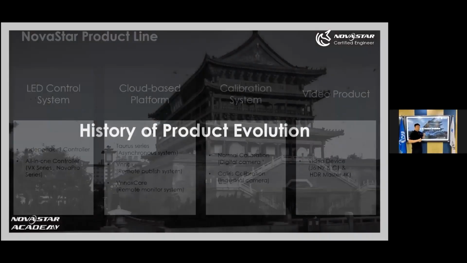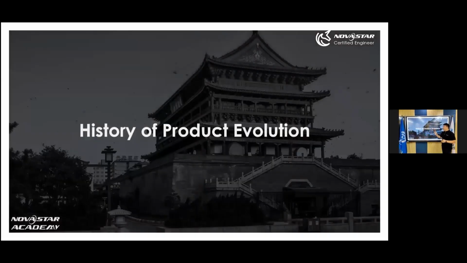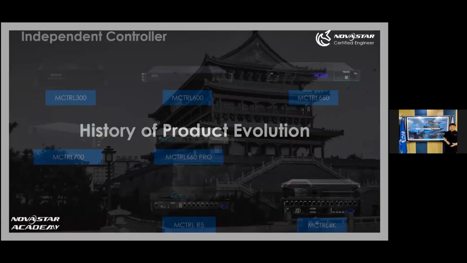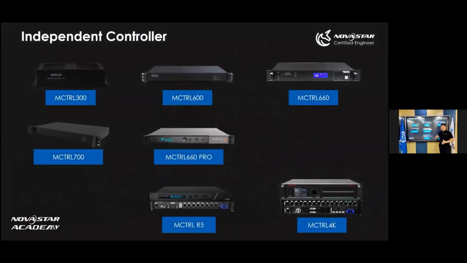Okay, now let's have a short review about the history of the product evolution. Then we can know the logic behind all the product evolution. So let's take a look at the family photo. So here, I believe some of you may know some old friends, right? This one, M-Control 300, 2 ports, 1.3 million pixel loading capacity. And this one, M-Control 600. So from the 300 to 600, the loading capacity increased from 1.3 million pixels to 2.3 million pixels.